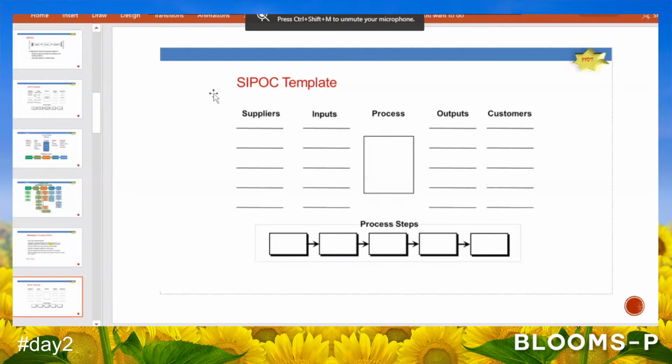Okay. We have here an example of a template that you need to fill in. This is your SIPOC template.